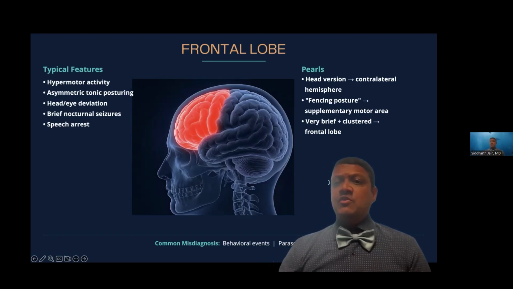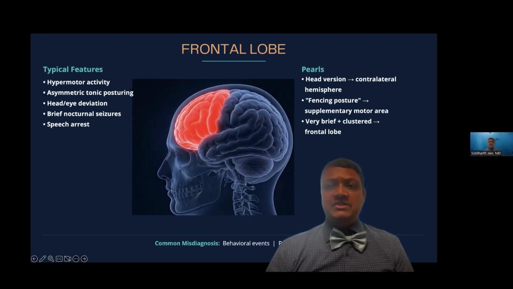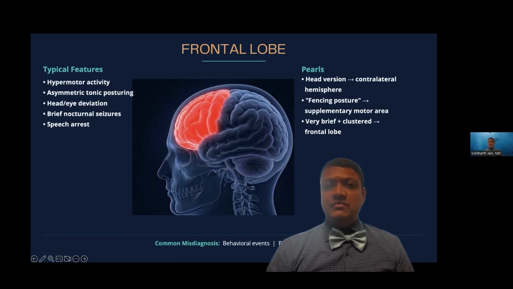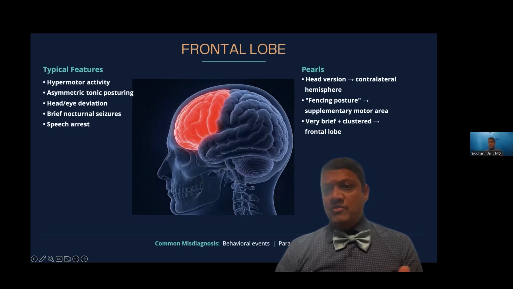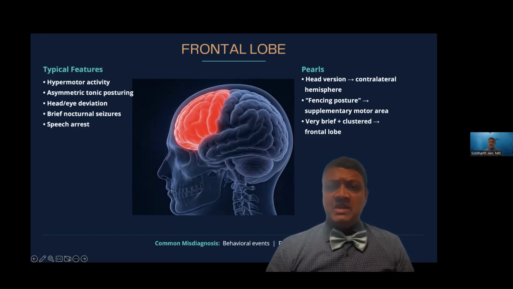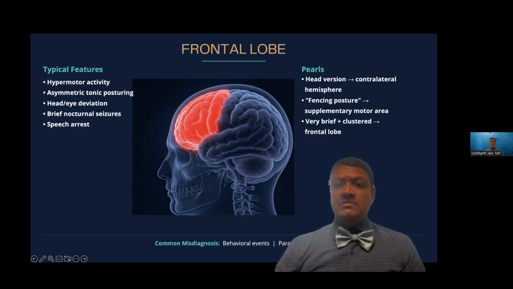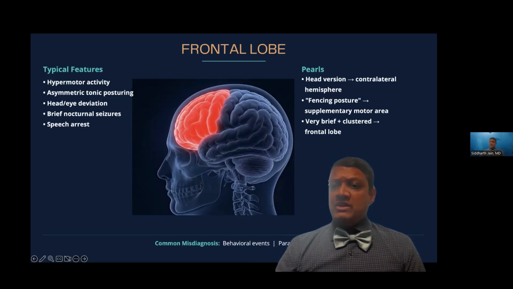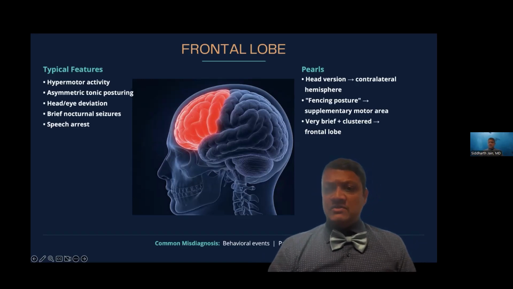Often violent-appearing movements: thrashing, kicking, bicycling of legs, pelvic thrusting. These can arise from what we call the orbitofrontal lobe and the mesial frontal areas, and they can sometimes look so bizarre that they might appear as a behavioral event. Sometimes they present with what's called an asymmetric tonic posturing, stiffening that's more prominent on one side and tells you the seizure is activating the motor cortex or the supplementary motor cortex contralaterally.